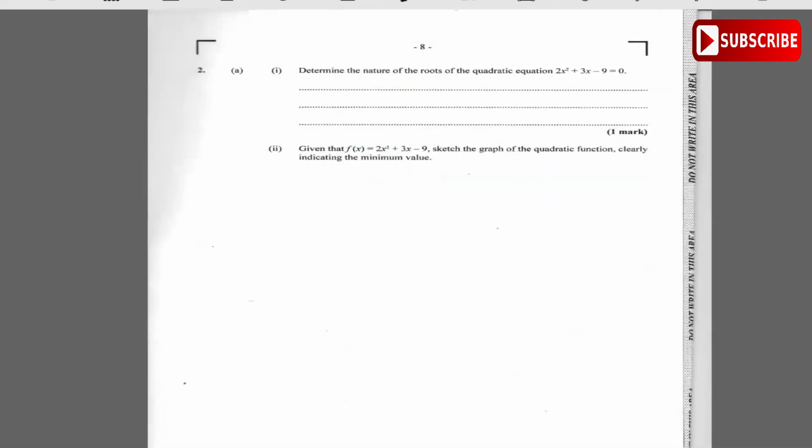Now this question, part 2. Question 2 now is dealing with discriminants. It says determine the nature of the roots of the quadratic equation. To determine the nature of the roots, the first thing you find is b squared minus 4ac. So b squared is 3 squared minus 4 times 2 times minus 9.